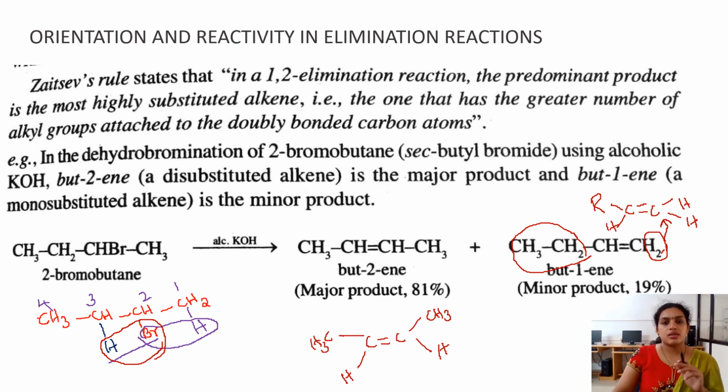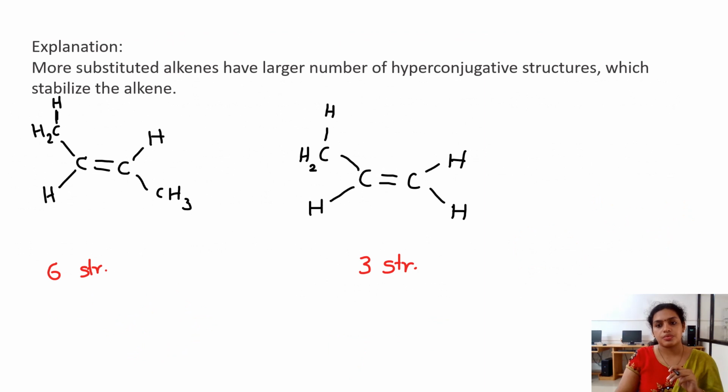Okay. Now we have to explain why is it so. The answer lies in the number of hyperconjugative structures. We have already studied hyperconjugation and its applications, and here we know that as the number of hyperconjugative structures increases, the stability of the alkene increases.